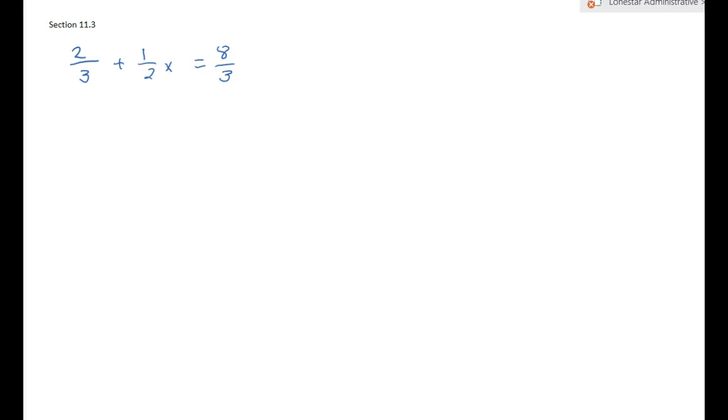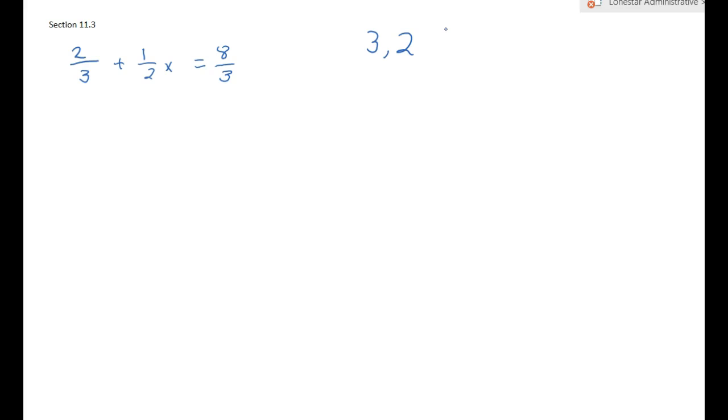Never have I had a student who told me they liked fractions. So let me show you a good way to deal with fractions to make it easier. We want to get rid of those fractions, and the way we do that is we look at all of the denominators, which are 3 and 2. There are two denominators that are 3, but still, those are the two unique numbers.